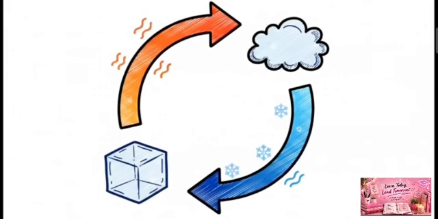Now, normally, matter goes from solid to liquid and then to gas, right? But some very special substances skip the liquid phase completely. When you heat them, they go straight from a solid to a gas. A neat little trick called sublimation. And when you cool that gas down, it goes straight back to being a solid, which is called deposition.